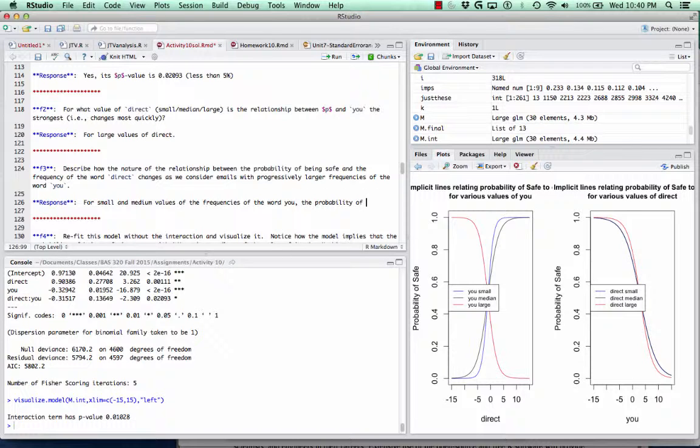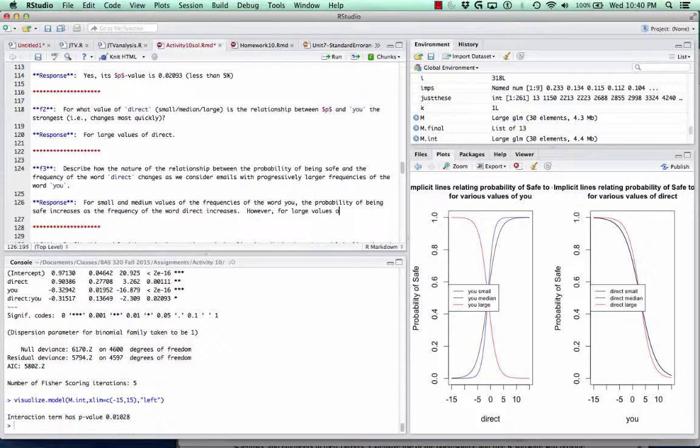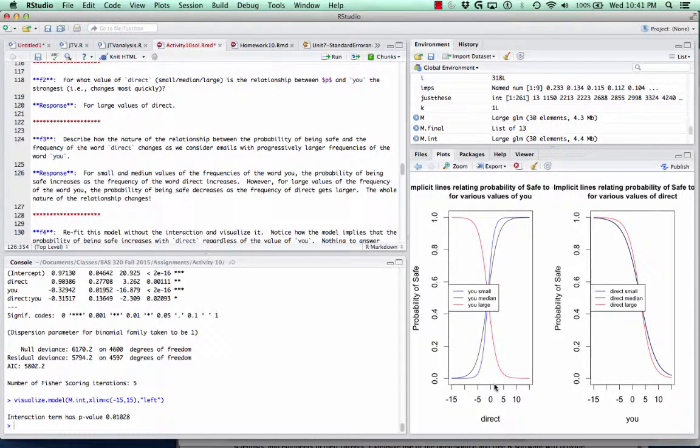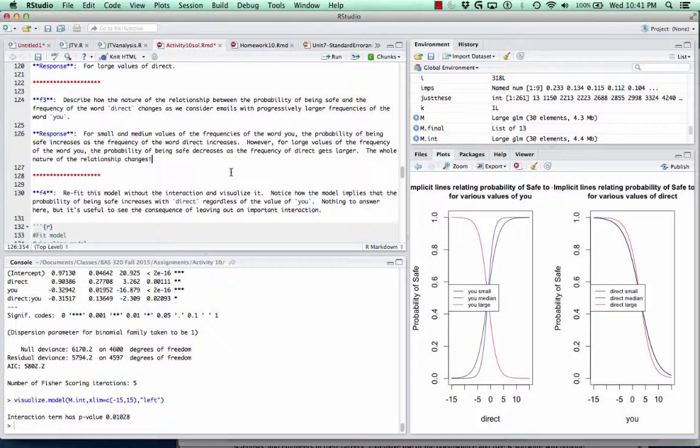So what we see is that for small and medium values of the frequencies of the word you, the probability of being safe increases as the frequency of the word direct increases. However, for large values of the frequency of the word you, the probability of being safe decreases as the frequency of direct gets larger. So the whole nature of the relationship between being safe and direct changes depending on what level of U we're talking about, if U is small, medium, or big.